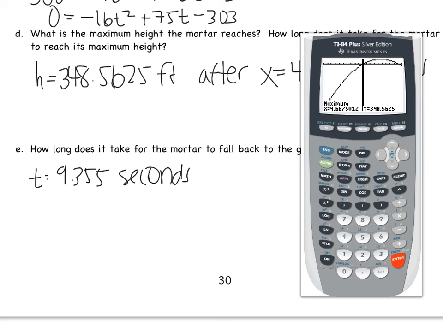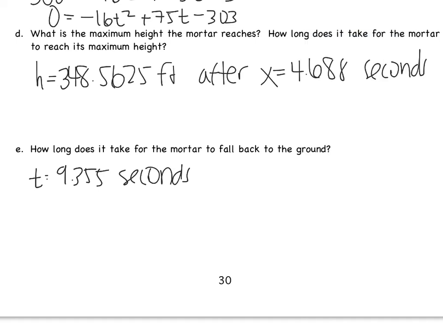Now you can see that we hit a maximum height of 348.5625 after about 4.69 seconds. This shouldn't be anything new. You did this at the beginning of the chapter, calculating the maximum and the minimum. You just need to remember that the maximum happens at the vertex. The last one I need to show you on the calculator is how to do part E.